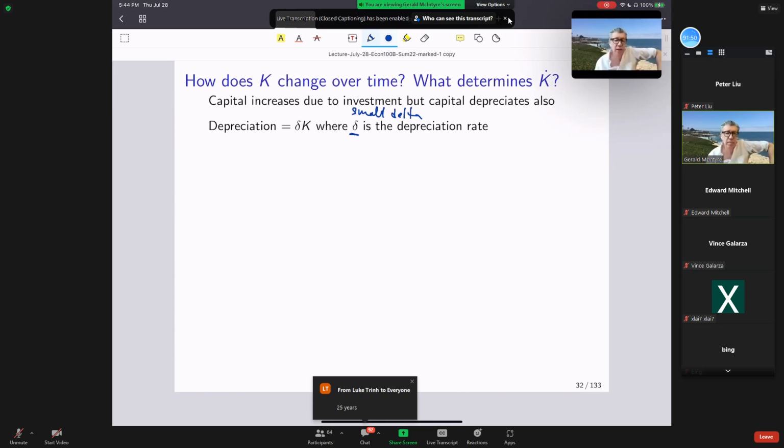How long does the capital stock last? 25 years. So 4% falls apart every year. After 25 years, 100% of the capital stock has fallen apart. In other words, the capital stock no longer exists. We call it simple depreciation too. Just keeping things simple. All right, that's the idea here.